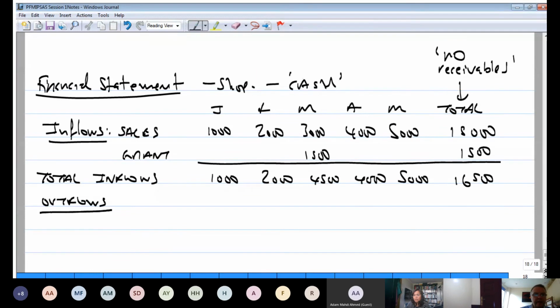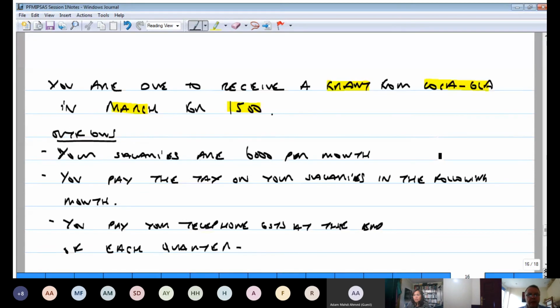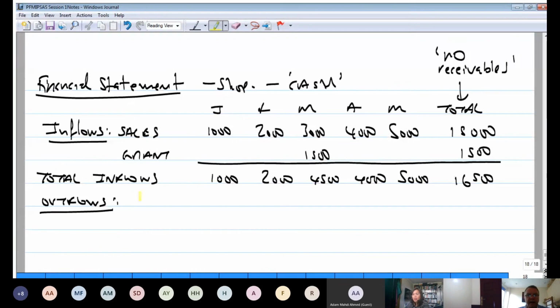Okay, there's our inflows, there's our outflows. Now then, what outflows do we have? Let's have a look. We are told the outflows here: salaries are 6,000 per month. That's quite easy because again, it's cash based. So the salaries as an outflow are 6,000 per month.